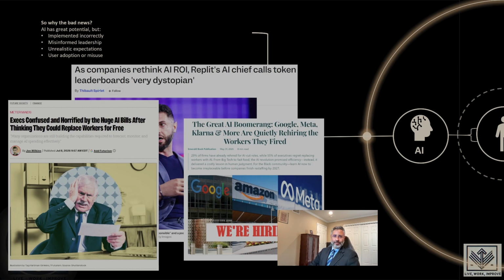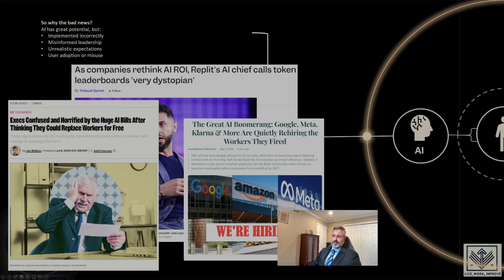But as this article points out, just because someone was using it a lot, it doesn't mean they were actually being more productive or efficient with it. So this person in this article was basically saying this is dystopian because it's just a waste of money, but you're not really having a way to measure results.